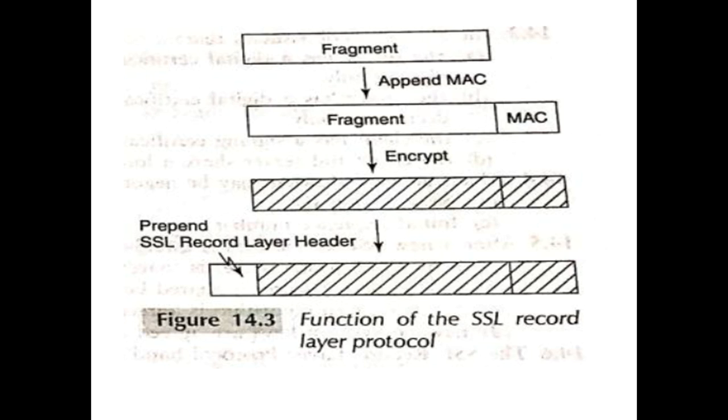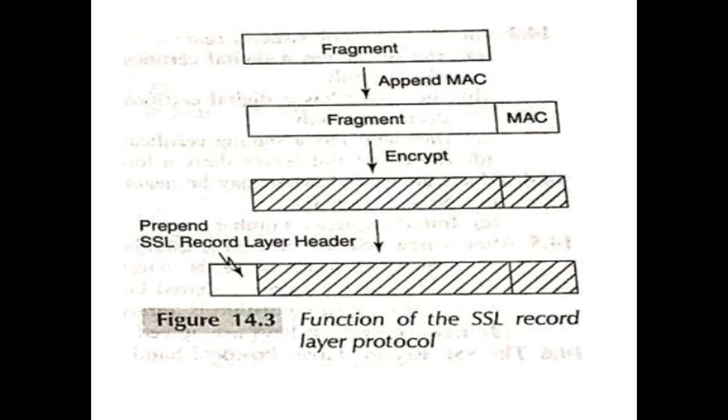The next step after computing the MAC is to encrypt the data. If the combined size of the data fragment and MAC is not a multiple of the block size, then padding is appended. The data fragment, MAC, and pad are then encrypted, prepended with a header, and passed on to the TCP layer for further processing.